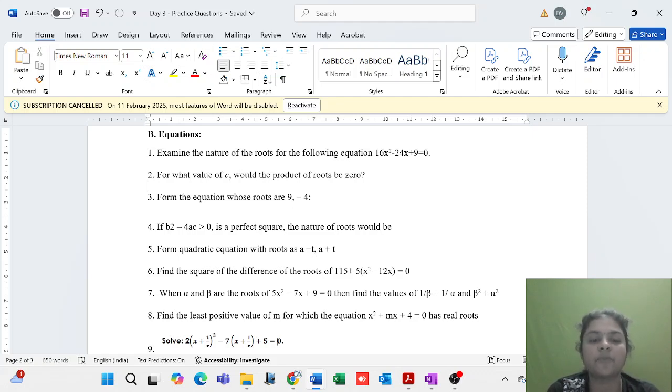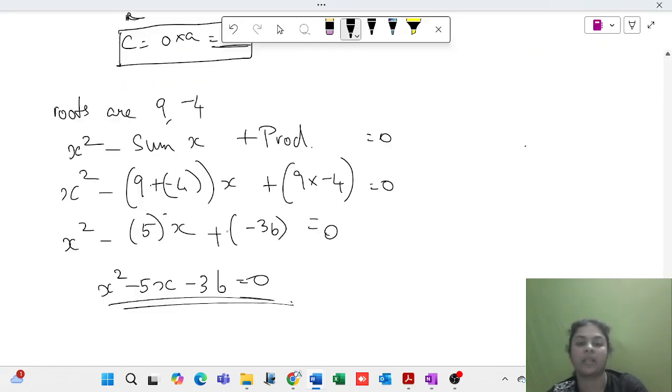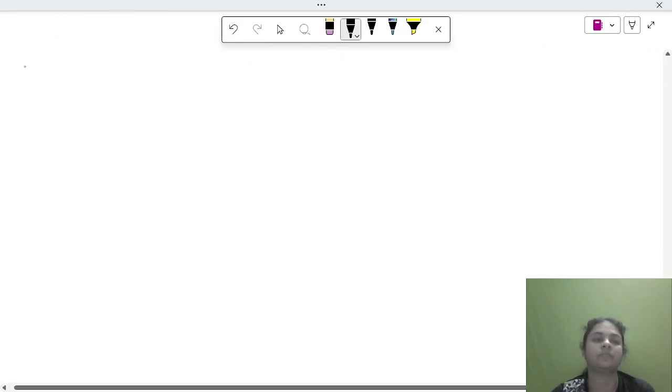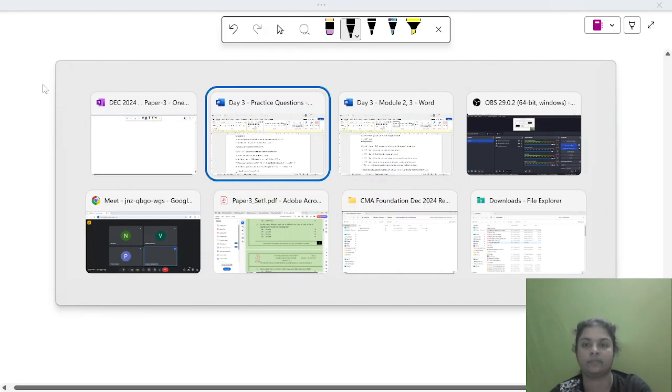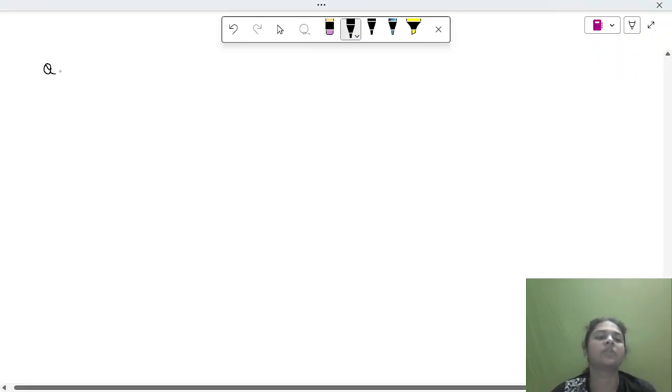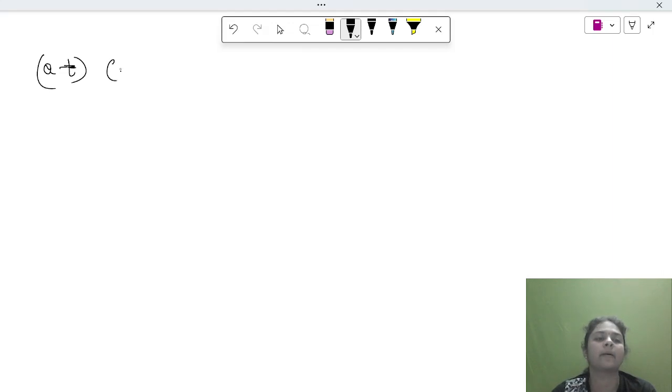Go ahead, do the fifth one. Form the quadratic equation with the roots as a minus t and a plus t. So the roots are a minus t and a plus t. Same as the third question. Can you try?